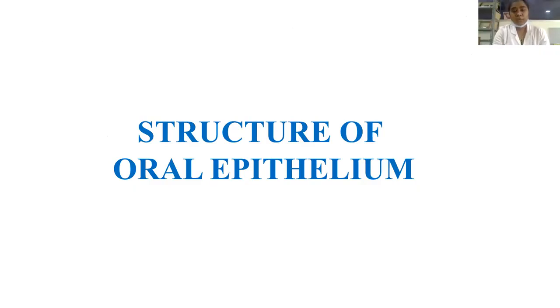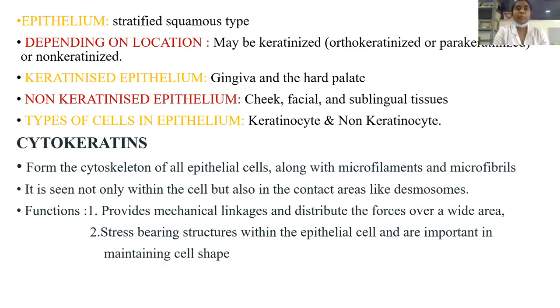Then comes the structure of oral epithelium. Epithelium is of the stratified squamous type, as we know. Depending on the location, it may be keratinized, which is ortho- or parakeratinized, or non-keratinized. Keratinized epithelium is seen in the gingiva and the hard palate. Non-keratinized epithelium is seen in the cheek, floor of the mouth, and sublingual tissues. The types of cells in the epithelium are either keratinocytes or non-keratinocytes.